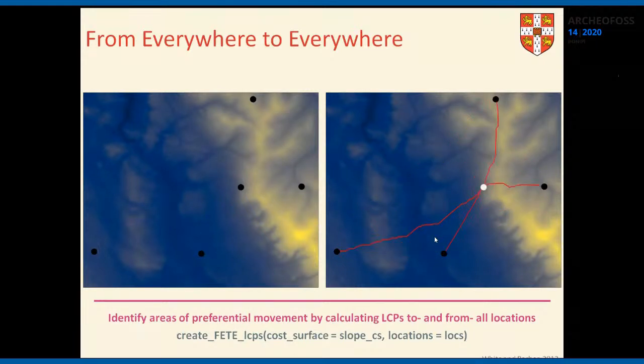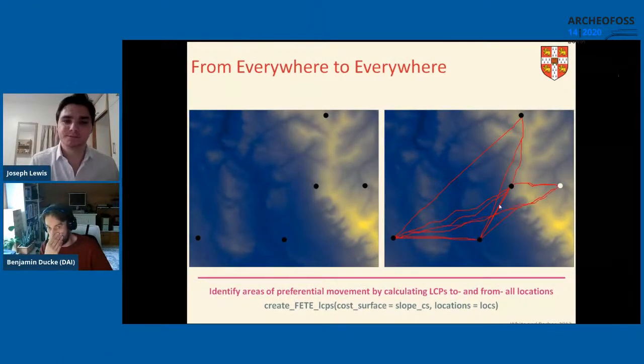So for example, as you can see, certain least cost paths will take a similar route. And that means that this area could potentially be identified as a preferential movement route within the landscape. But when you're moving through the landscape, you get funneled through that.